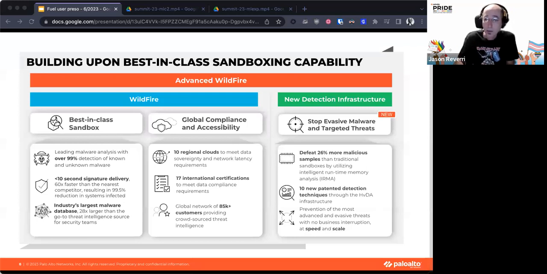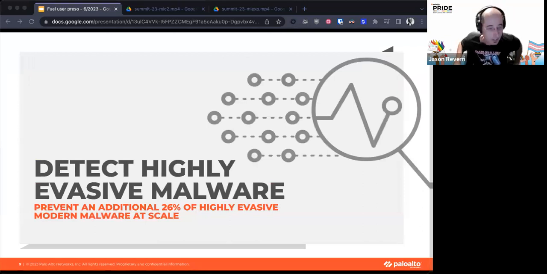Advanced Wildfire is also the industry's only network security product to determine an additional 26% of highly evasive modern malware at scale with new patented detection techniques. So let's get into some more technical details and dig into these new techniques that we have in Advanced Wildfire.